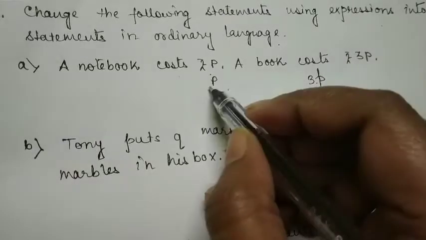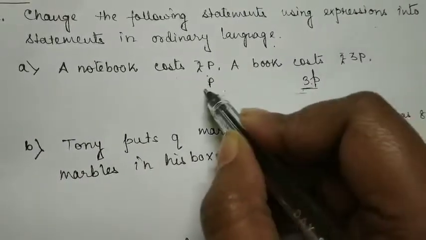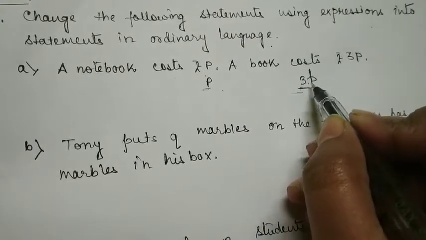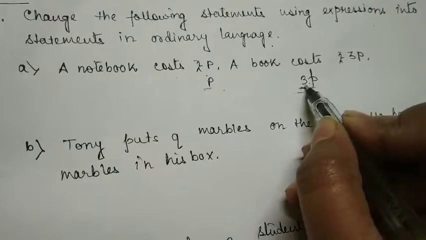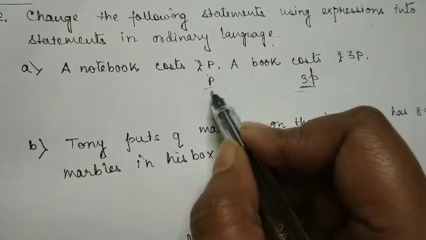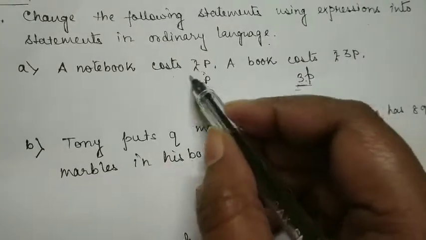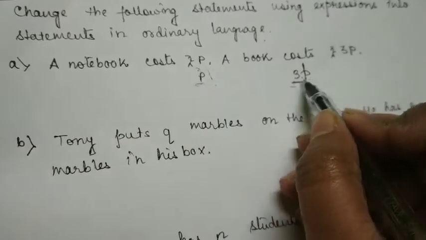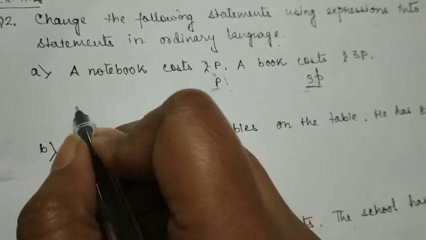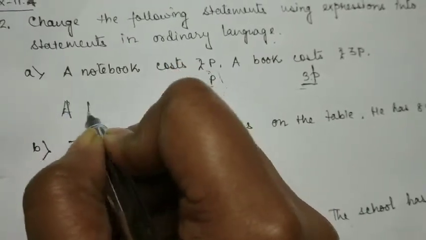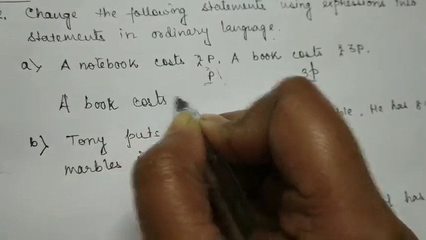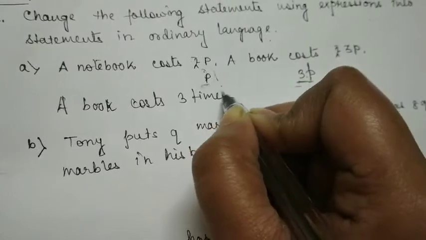Here this is given in terms of p. So 3p means it's not like 3 more than p, it's 3 times p. That means 3 is multiplied by p. So whatever be the cost of the notebook, the book is 3 times the cost of the notebook, because it is said 3 times p and p is the cost of the notebook. So what we will write here: a book costs 3 times the cost of the notebook.